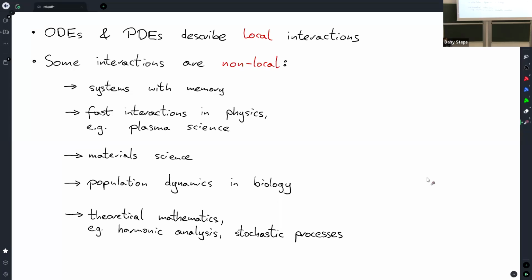So non-local operators appear naturally in various disciplines like harmonic analysis, and also in probability theory, which is very close to my heart, and probability theory will show up in this talk later as well.